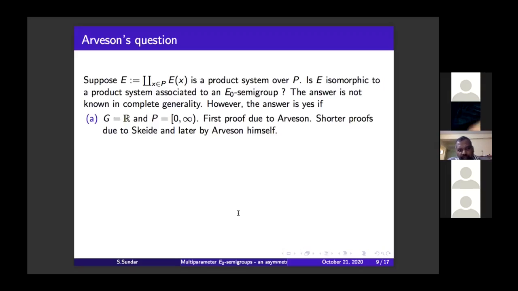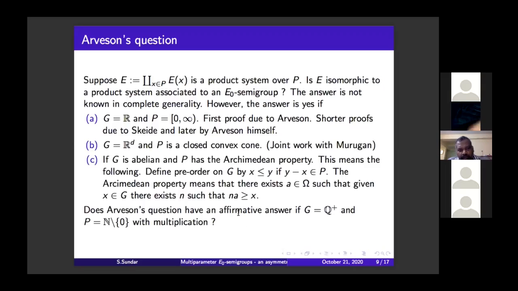Adapting this proof in a joint work with Murugan, we proved the following thing. This statement, the converse, is true. That is, every product system over P is isomorphic to a product system associated to an E0 semigroup if P is a closed convex cone in R^d. For example, if G is R^2 and P is the first quadrant, then the converse is true.